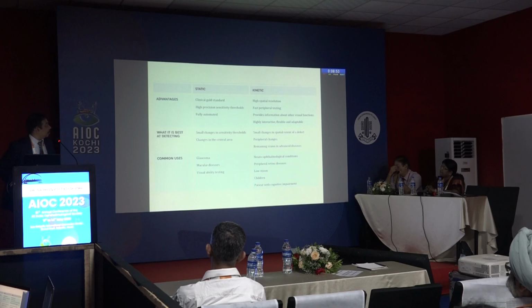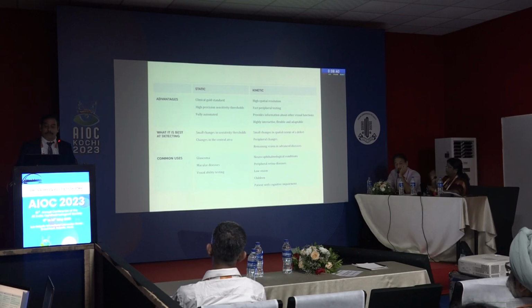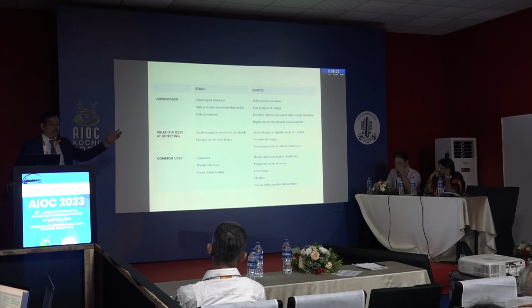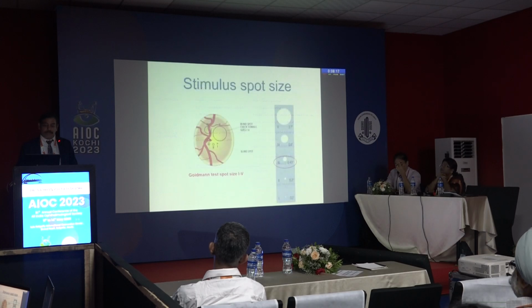So just to understand about the static and the kinetic perimetry, static perimetry's advantage is it is a kind of gold standard and has a high precision in assessing the threshold values, and it is fully automated. And the kinetic is just the opposite of that, but it has a high spatial resolution and has a fast peripheral testing, and provides information about the visual function. So both are used, but the more common use for the kinetic is in the neuro-ophthalmology field, low vision, children, all those patients that we can use it for.